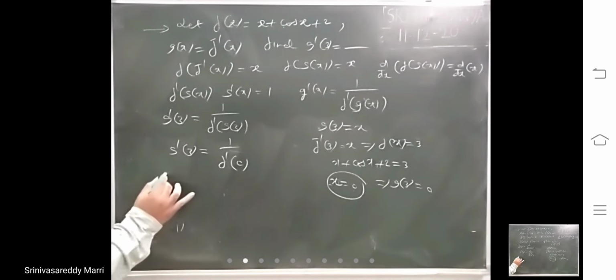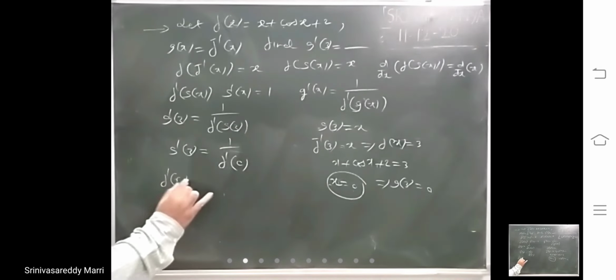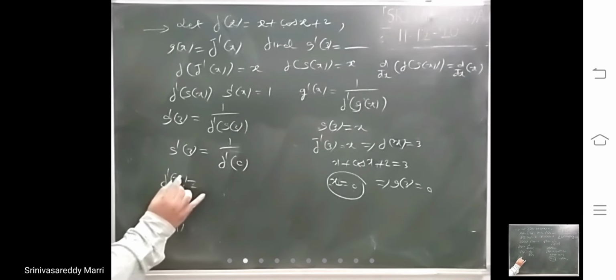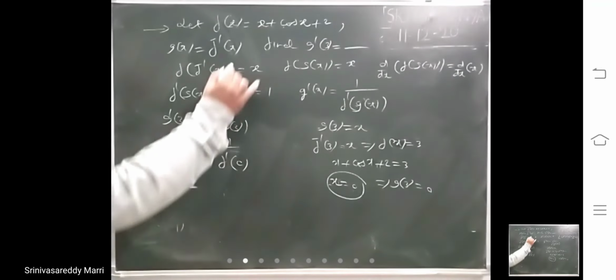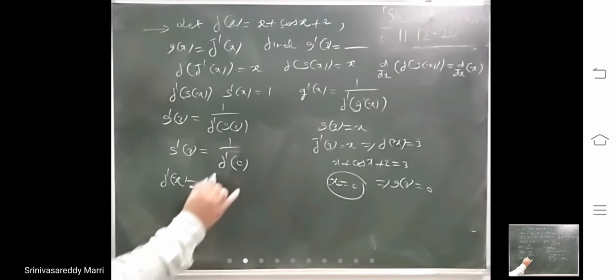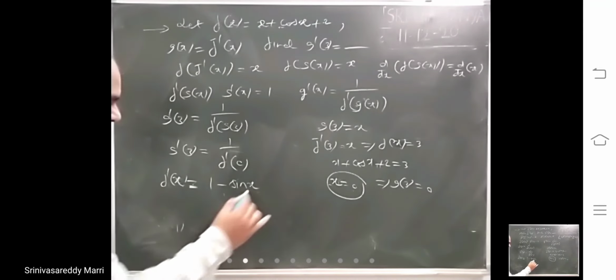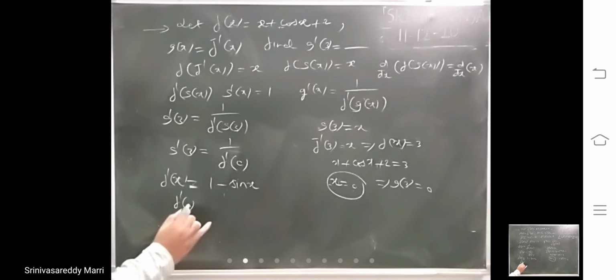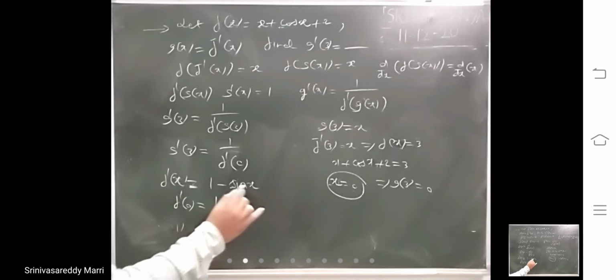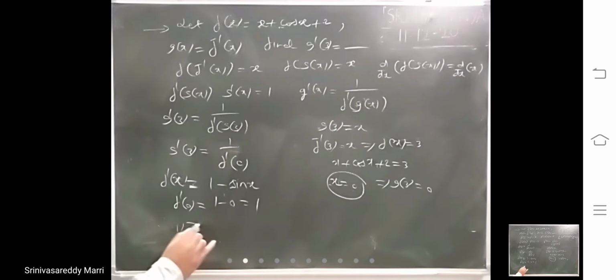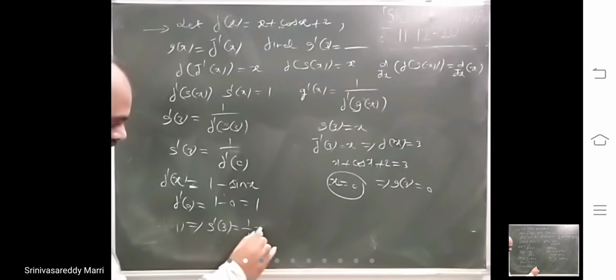f dash 0 can be easily calculated. What is f dash x? Derivative of this is 1, derivative of cos x is minus sin x. f dash x is this. 1 minus sin 0 is 0. That implies the answer, like that. Simple. Derivative of inverse function.